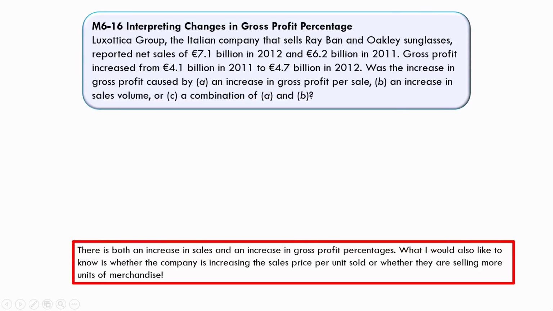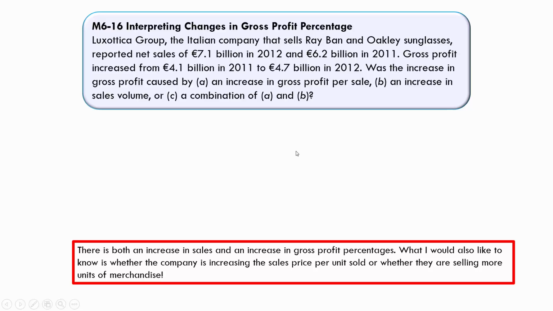Now we have an Italian company here, and I'm assuming this is lira: 7.1 billion lira in 2012 and 6.2 billion lira in 2011 in sales. They have gross profit, which also changed, and they were asking us a number of questions about this. The gross profit did change, it increased. Is it coming from sales? Did sales increase? Or was it a change in the gross profit percentage? What is really happening here?